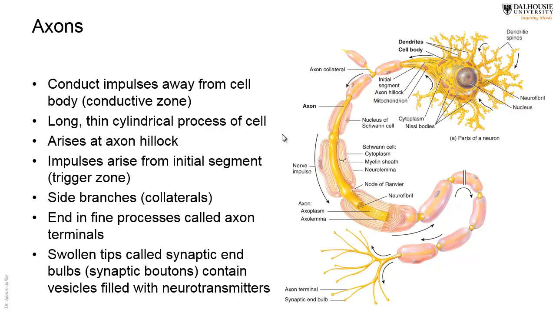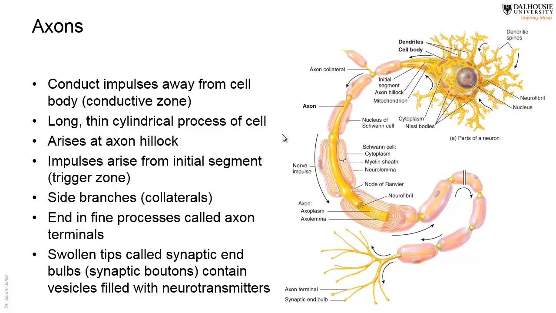The axon, on the other hand, conducts impulses away from the cell. You can see the direction of the arrow here, so away from the cell, while the dendrites conduct impulses toward the cell. So these are receptive, and this one is the conductive zone. It is long, thin, and cylindrical, and the part of the cell body to which it is connected, as you can see here, is cone-shaped, called the axon hillock. Hillock means a small hill.